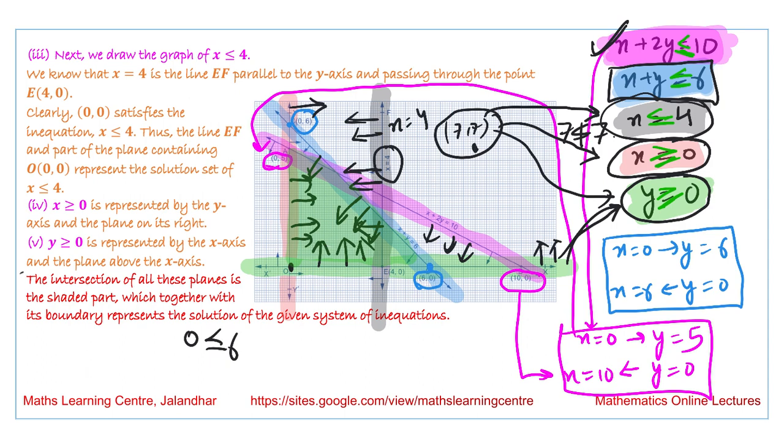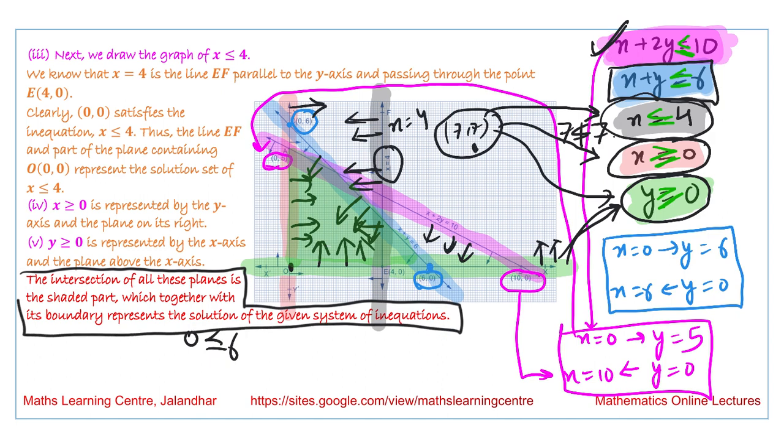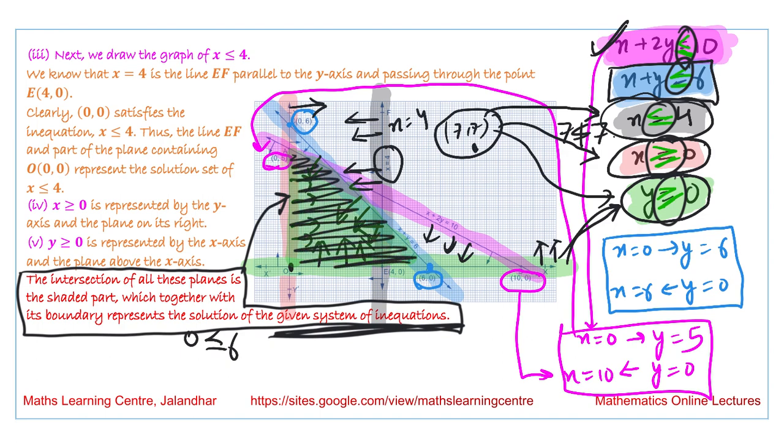So the intersection of all these planes is the shaded part, together with its boundaries. Why are boundaries included? Because equality is there in all these inequations. Together with their boundaries, it gives the solution of the system of inequations. So this portion is the final solution for this system.